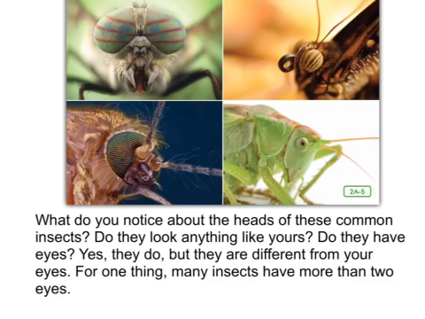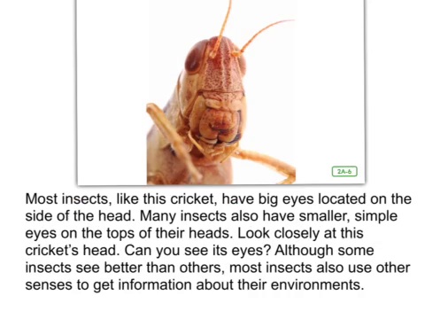What do you notice about the heads of these common insects? Do they look anything like yours? Do they have eyes? Yes, they do, but they are different from your eyes. For one thing, many insects have more than 2 eyes. Most insects, like this cricket, have big eyes located on the side of their head. Many insects also have smaller, simple eyes on the tops of their heads.